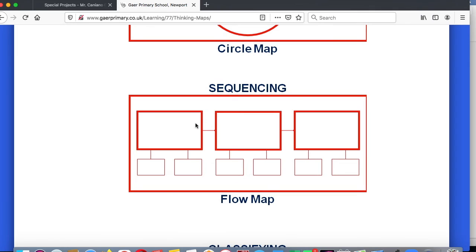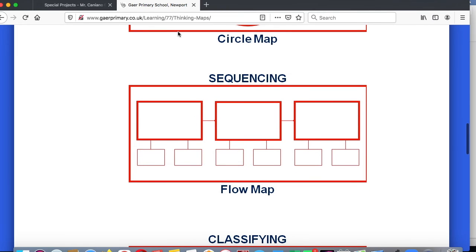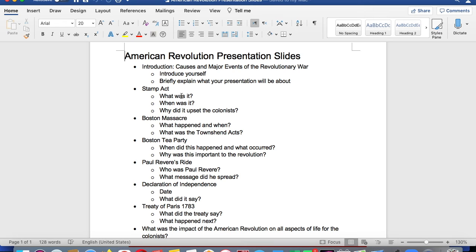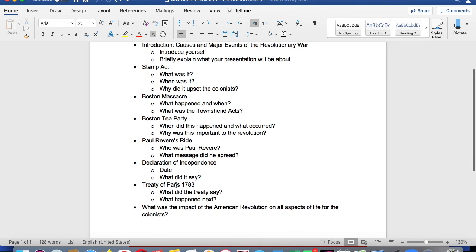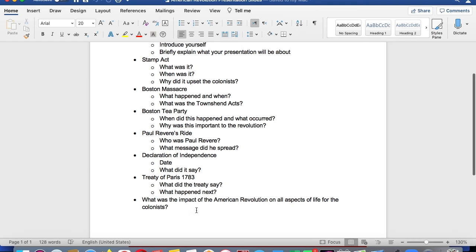And we talked about this. You could make a flow map if you would like, or you could just jot down notes, whatever you like. And think about these things. What was the Stamp Act? When was it? Why did it upset the colonists? Boston Massacre. What was it? Boston Tea Party. Paul Revere's Ride. Declaration of Independence. Treaty of Paris. And then finally, what was the impact of the American Revolution on all aspects of life of the colonists?